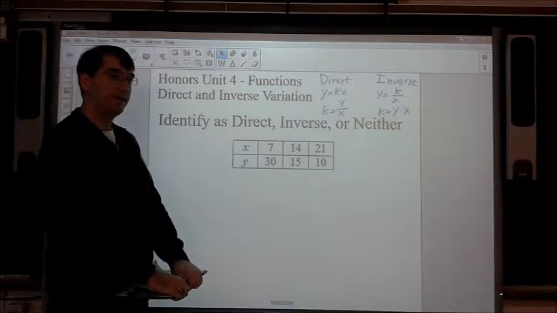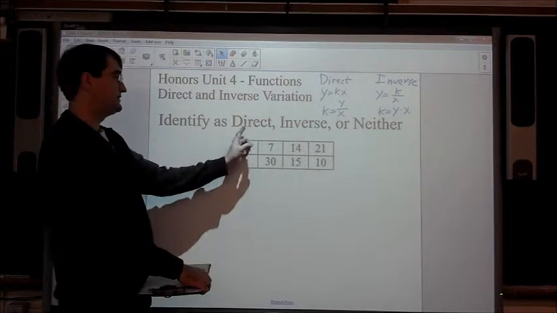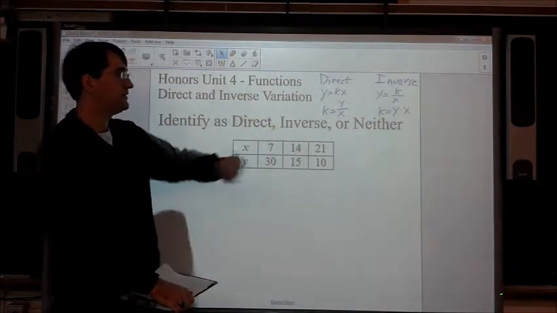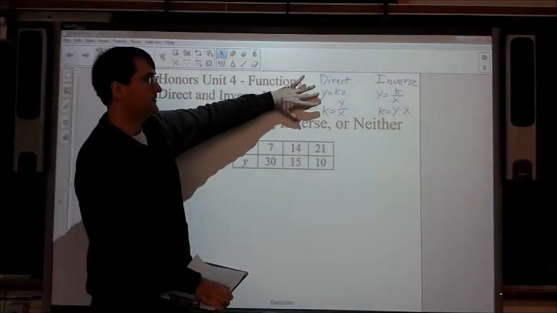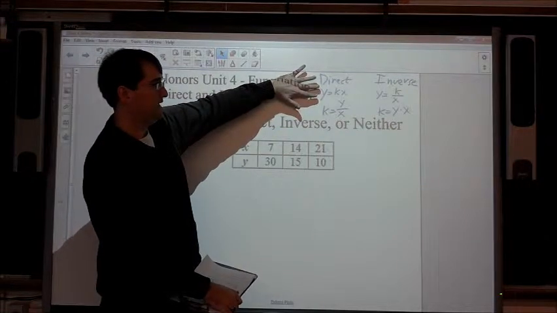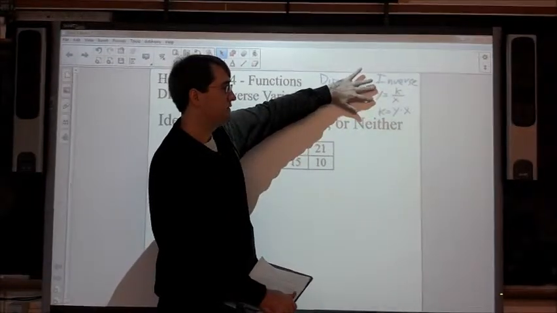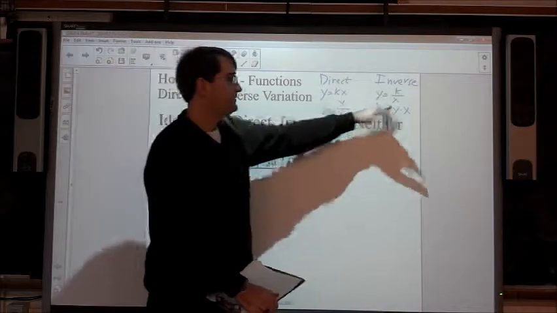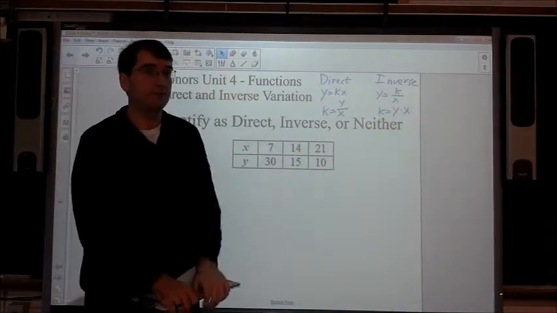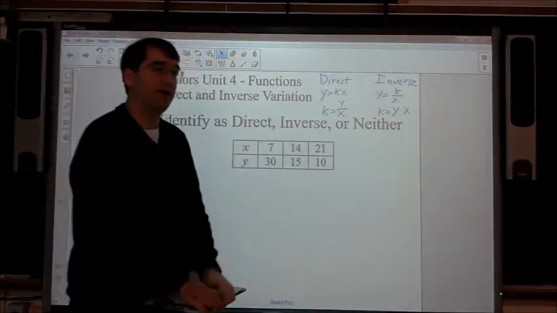In order to identify a relationship as being an example of direct or inverse variation, remember we need to look for one of these two things. Either y is equal to k times x, or y is equal to k divided by x. And there's a possibility that neither of those is true, in which case we don't have an example of either type.